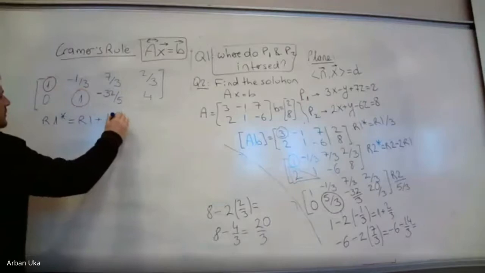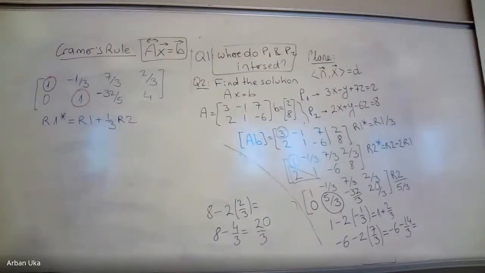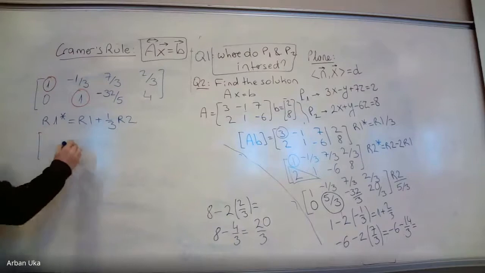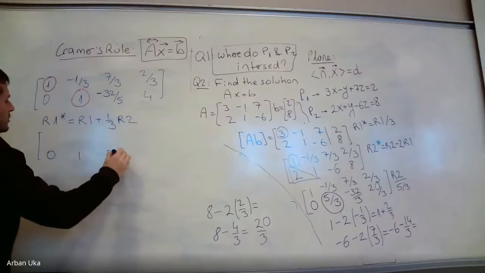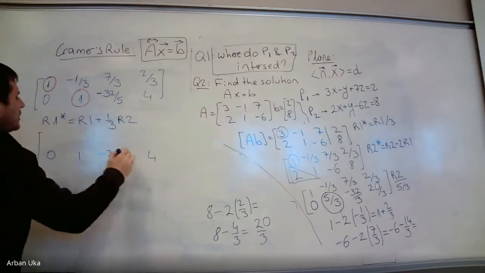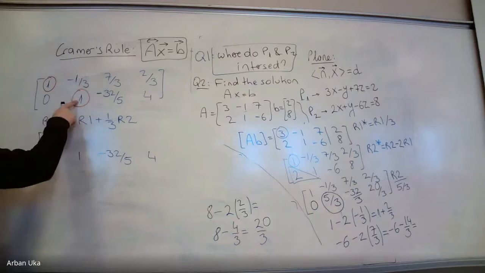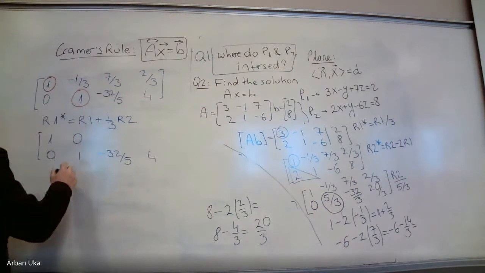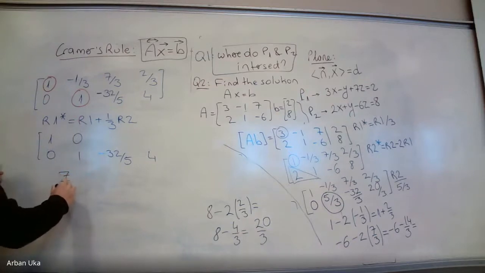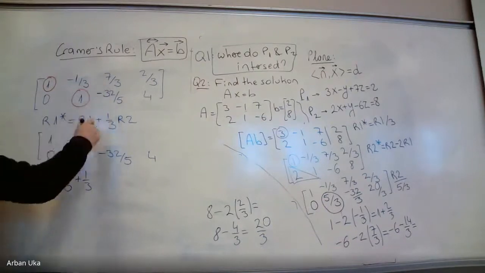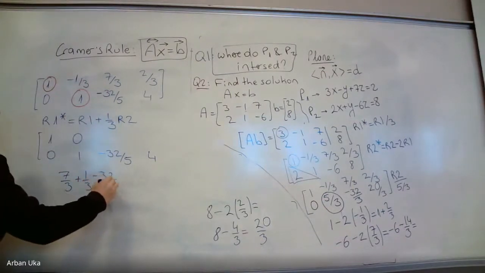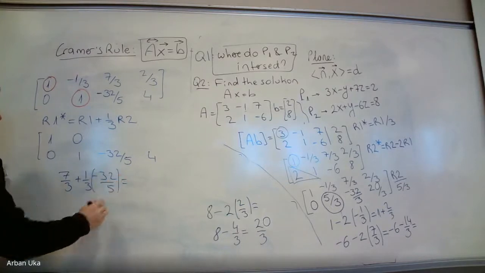Plus 1 over 3. That's correct, row 2. This is what we do, and then let's try this one. This does not change. 0, 1, minus 32 over 5 and 4, and here we get 1. This one plus a third, this is a 0, and then we get row 1, which is 7 over 3 plus 1 over 3 row 2. Row 2 is minus 32 over 5.